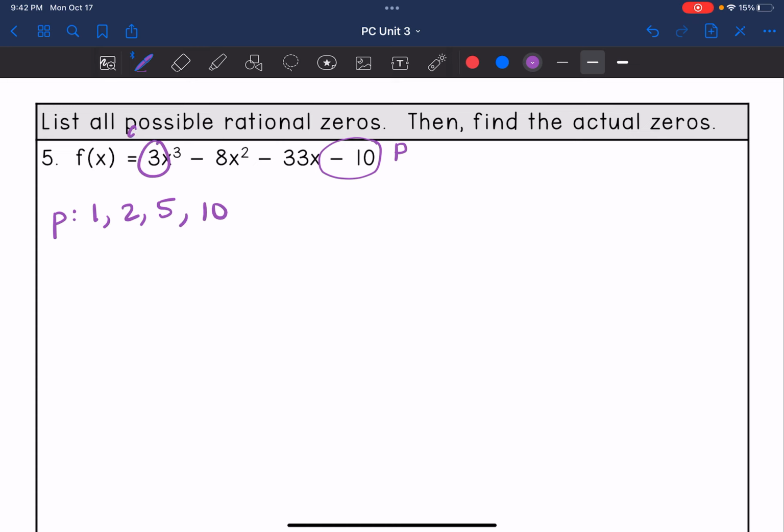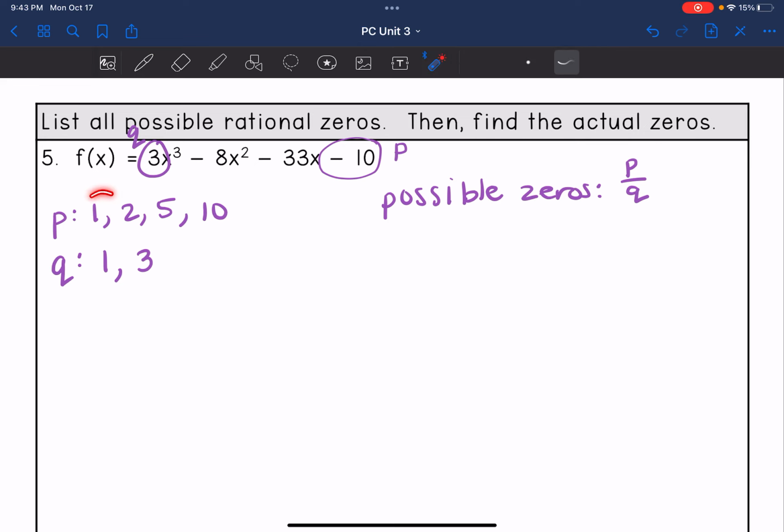Then the first number is q. Okay, so 3 is prime. The only way to get 3 is 1 times 3. So for our possible zeros, what you're going to do is p divided by q. So again, all over 1, so 1 over 1, 2 over 1, 5 over 1, 10 over 1, they all stay the same. So plus or minus 1, plus or minus 2, plus or minus 5, plus or minus 10.